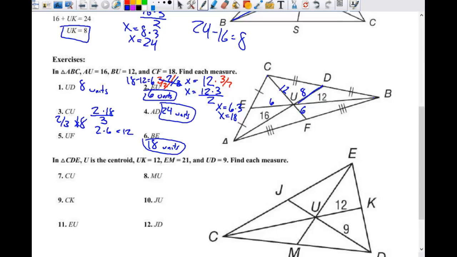Okay. Oh, this one's 12 units. And this one is 6 units. Okay.